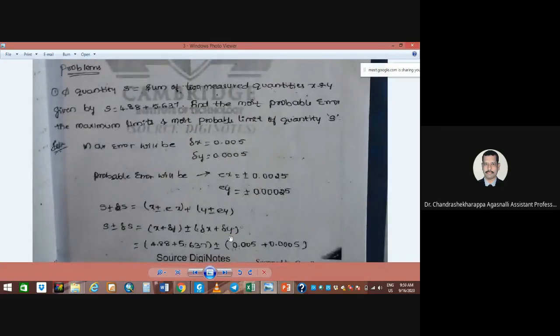So the total value of the maximum error. Yes, it's a little bit missing from the top portion. Yeah, no, nothing is missing here. So when you add these two, you will get 10.517 plus or minus 0.0055. By adding these two values you get this, and by subtracting you will get these values.